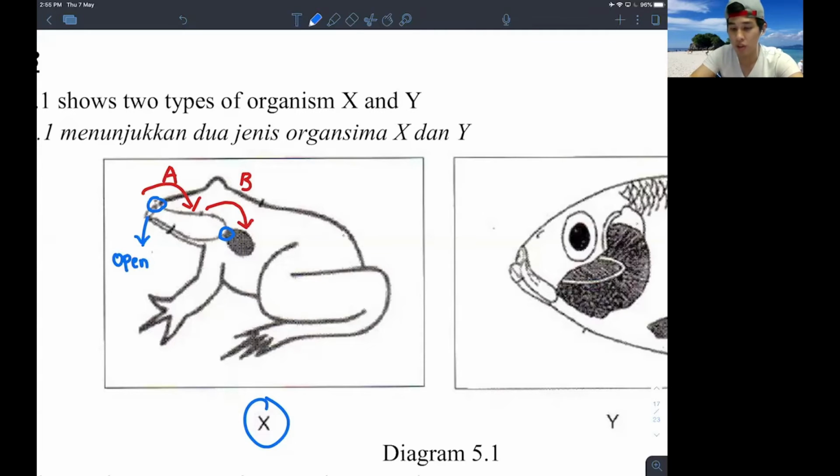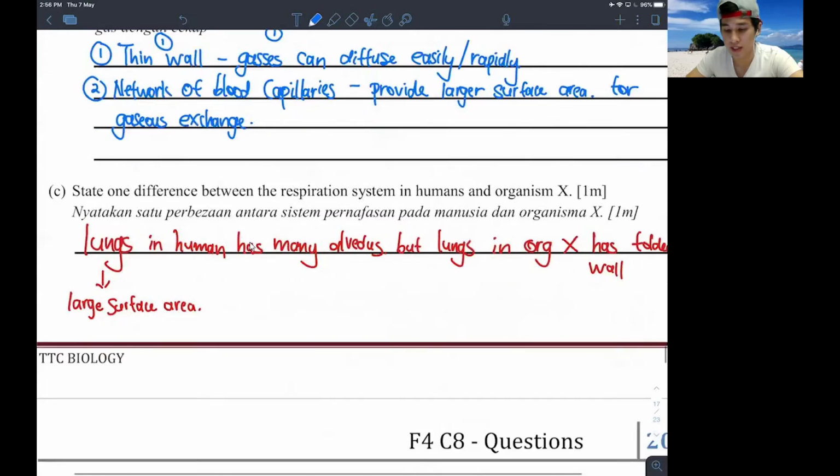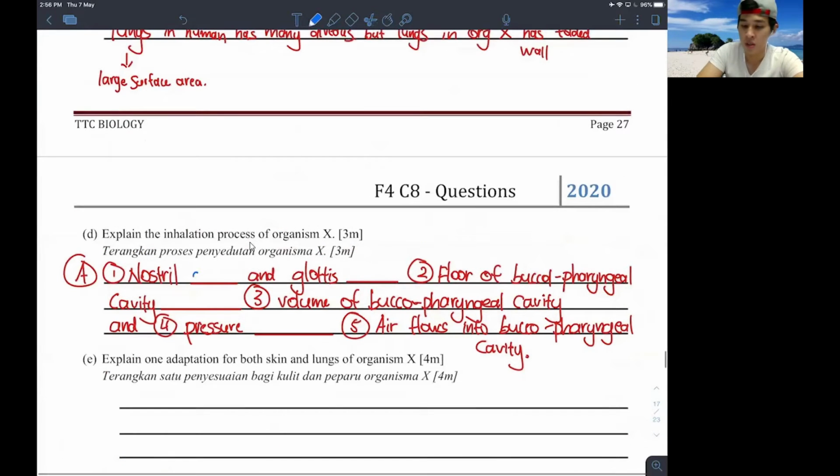Okay, and what about the glottis? So the glottis is like the door between the lungs and the buccal pharyngeal cavity. Do you think the glottis opens or closes? You can tell me. So the glottis will close, yes. Why? It's because now I only want air to come inside here first. So this one here will temporarily close. So first, before we mention muscle, volume, pressure, we say nostril opens, glottis closes.